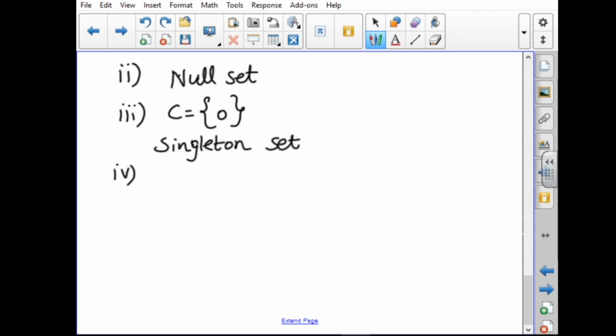Okay. Then fourth one, the set of all triangles having 4 sides, it is not possible because a triangle has only 3 sides, but the question is the set of all triangles having 4 sides. It is not possible, so it is called null set.